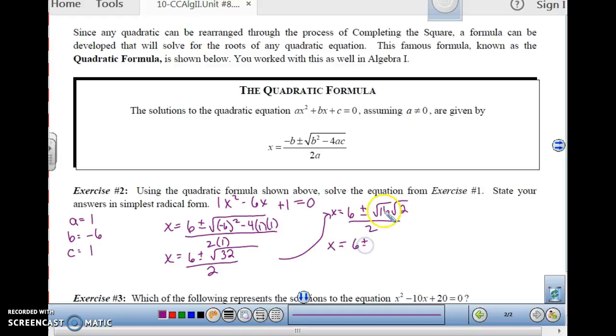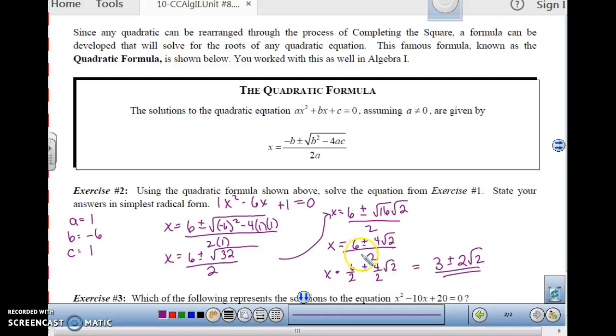6 plus or minus the square root of 16 is 4, radical 2, all over 2. Now this 2 actually divides both the 6 and the 4 because they're both real numbers. 6 over 2 are rational numbers, I should say. 4 over 2, square root of 2, and that will simplify. 6 over 2 is 3, plus or minus 2 radical 2. We got the same answer.